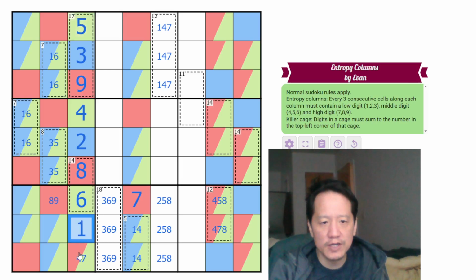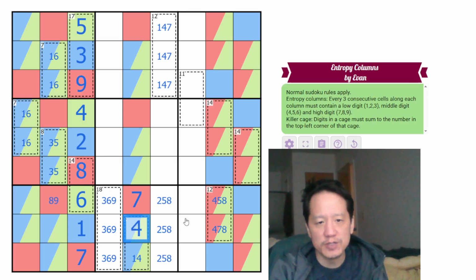This becomes a 1. This has to be a high, because we have a middle and a low in the 2 cells directly above it, so this has to be high. Therefore, this is 7. This 1 means this can't be 1, so this must be a 4, which means this has to be a middle. This then has to be a low. This must be low. This must be middle. This must be low. And this must be middle. So this is 1.